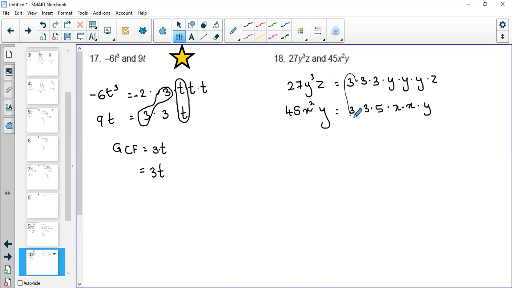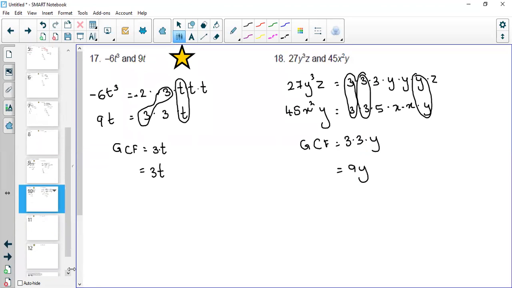So the common factors we have are one pair of 3, another pair of 3, and a pair of y, because there is no other common factor here. So the GCF is going to be 3. We take one 3 as a common factor from this, and then another 3 from this as a common factor. Then we take one y. So three 3s are going to be 9. 9 multiplied by y is going to give you 9y. So the GCF of 27y cubed z and 45x squared y is going to be 9y.